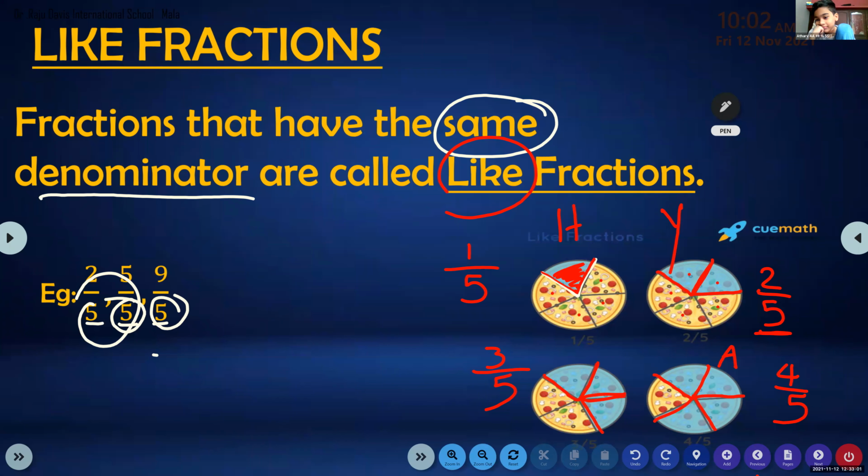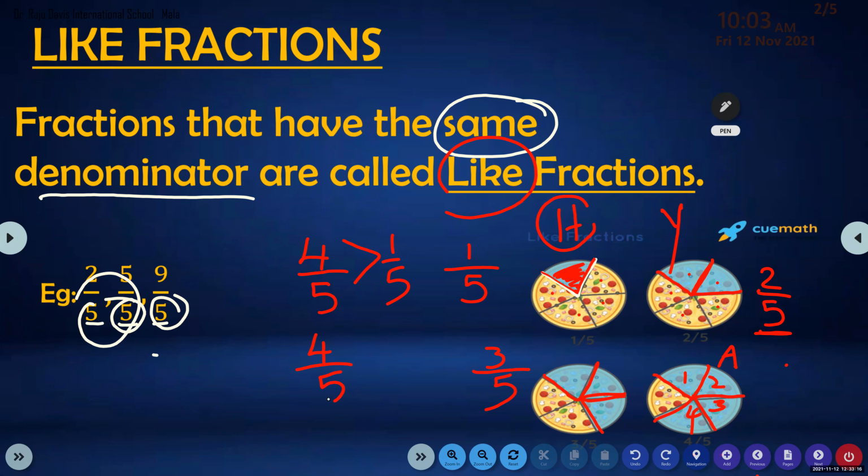Now tell me who got more? Adidev. He got 1, 2, 3, 4 pieces. So Adidev, that is 4 by 5, is greater than how much Hazel got? 1 by 5, because Hazel got only 1 piece. Then 4 by 5 is greater than 2 by 5. That means he got more than Yuvan, because Yuvan got only 2 pieces. And again, Adidev got more than Catherine. Catherine got 3 by 5.